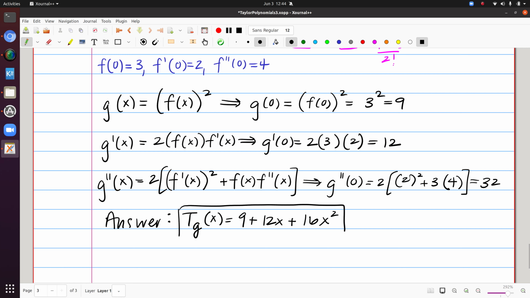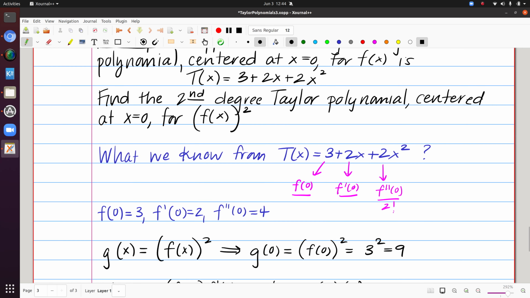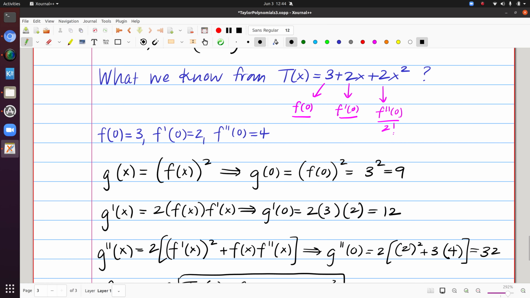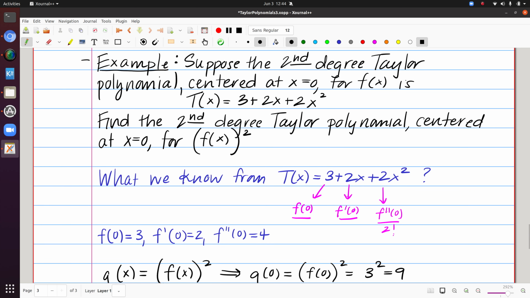So I was able to compute this even though I don't know the function g of x, because what I was given allowed me to have enough information to at least find up through the second derivative of this unknown function evaluated at 0. Which, again, the significance of 0 here is that that's the center of the original polynomial.